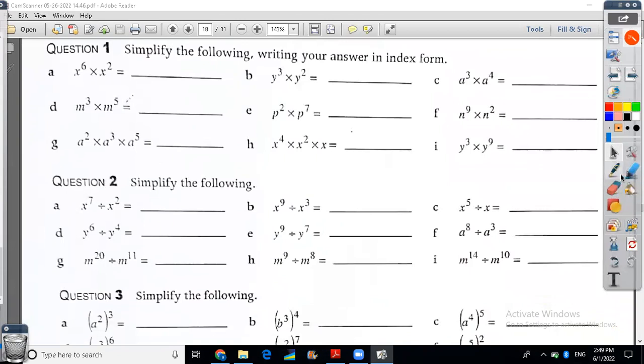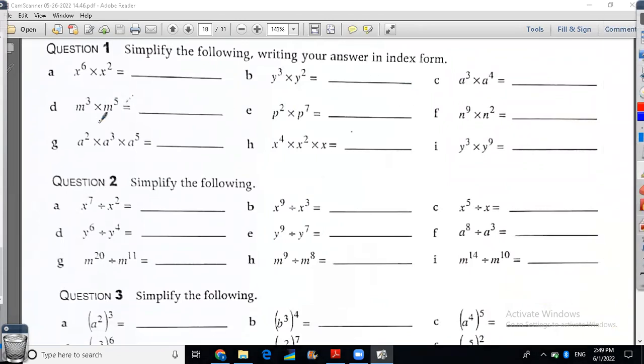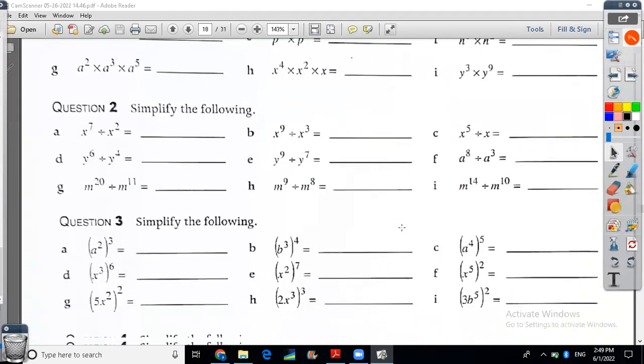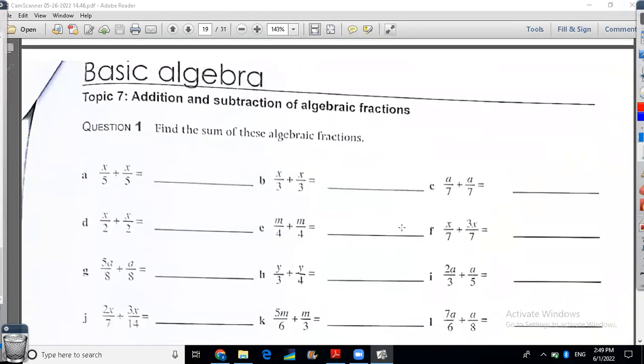Simplify the following, writing your answer in index form. Oh, mister, it's the same thing exactly. Exactly, yes. Even question 2, yes. Oh, that's the same page. Yeah, it's just repeated, sorry. So let's move here.